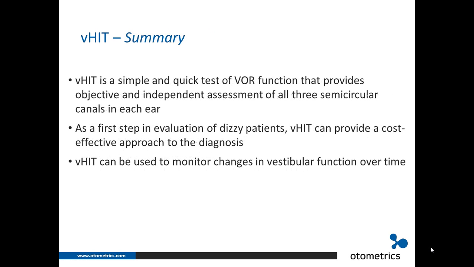In summary, VHIT is a simple and quick test of the VOR function that can provide objective and independent assessment of all 3 semicircular canals in each ear. VHIT can be used as a first step in the evaluation of dizzy patients because it can reduce the need for unnecessary tests and can provide a cost-effective approach to the diagnosis. VHIT is suitable for serial testing and can monitor changes to the VOR function over time.